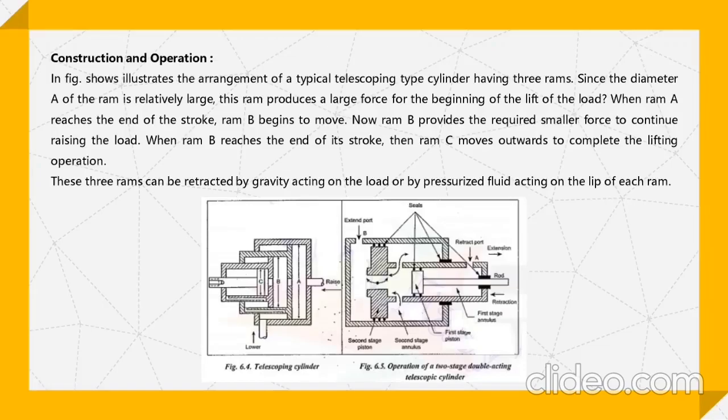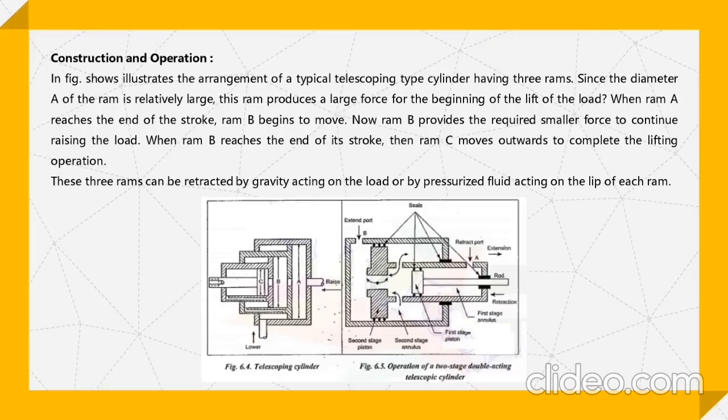Now we will see the construction and operation. The figure illustrates the arrangement of a typical telescoping type cylinder having three rams. Since the diameter A of the ram is relatively large, this ram produces a large force for the beginning of the lift of the load.